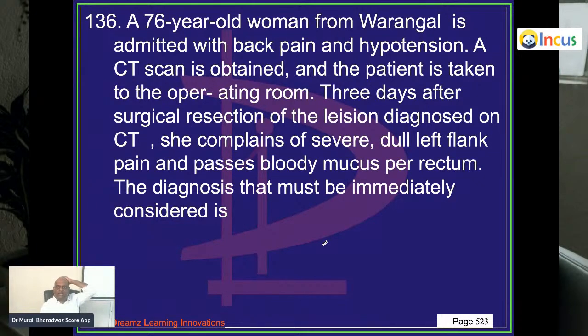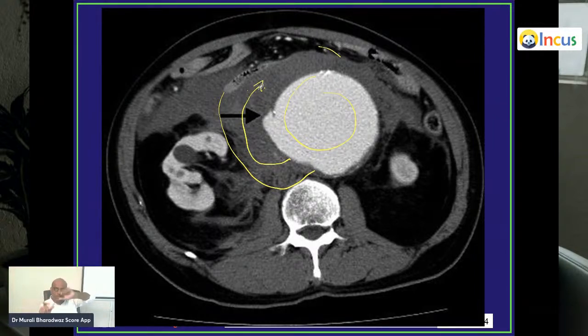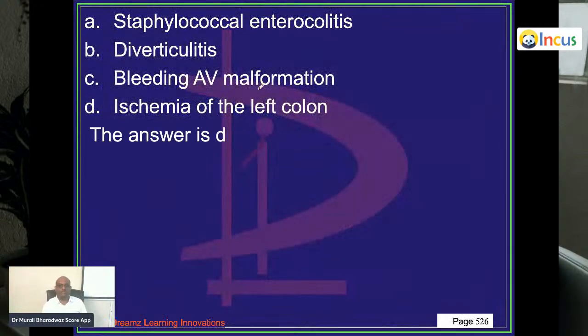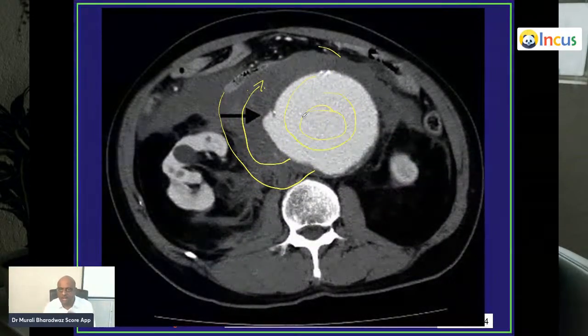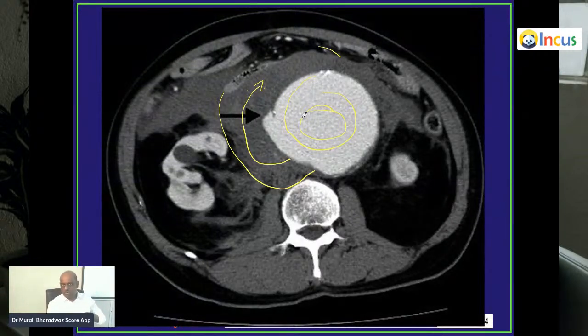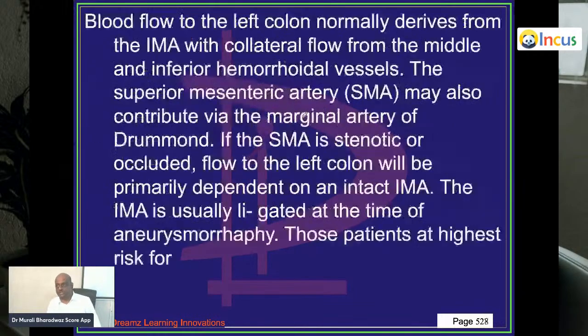26-year-old woman from Warangal admitted with back pain and hypotension, CT scan is obtained. And what do you see here, doctor? Aortic aneurysm which ruptured and dissecting, blood is dissecting into the tunica media is what you are able to see. So obviously when there is a dissecting aortic aneurysm, the lumen becomes narrowed and the blood flow to the branches of the aorta gets diminished. One of the branches, mesenteric artery. That's the reason there is a great risk of developing ischemia of the left colon, is what you need to remember.